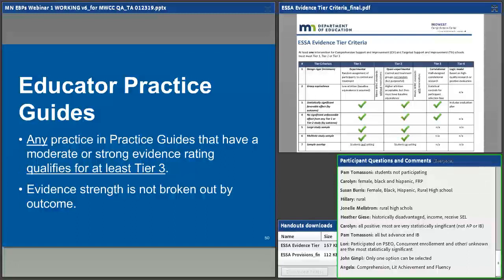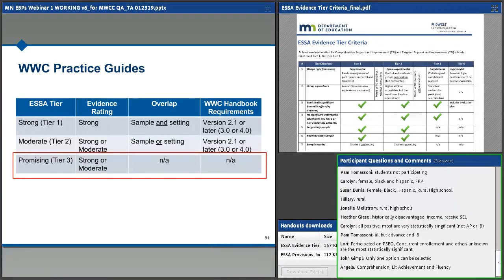For these, any practice in a practice guide that has a moderate or strong evidence rating automatically qualifies for at least Tier 3. And unlike the Find What Works database, these do not rely on outcome by outcome relationships. These are broader. When you're looking at the practice guides, you don't have to drill down on outcome in such detail.